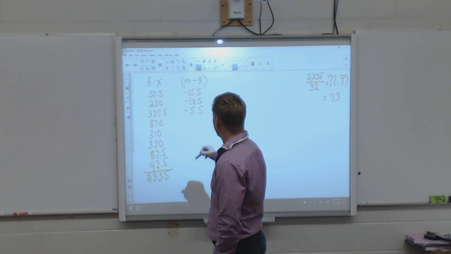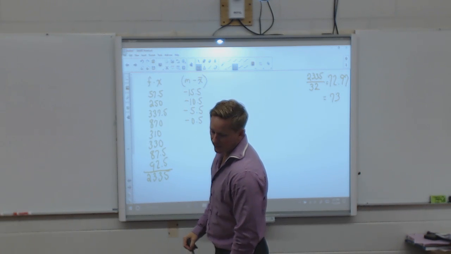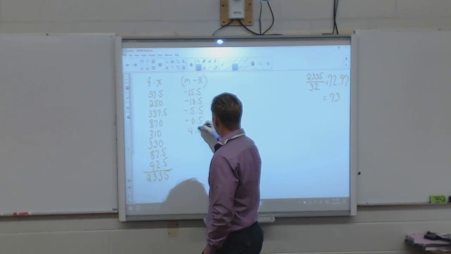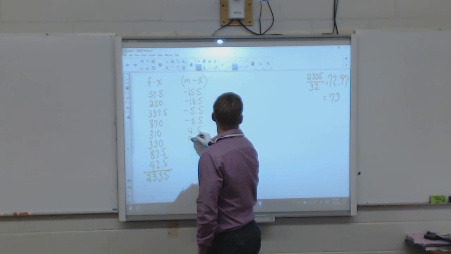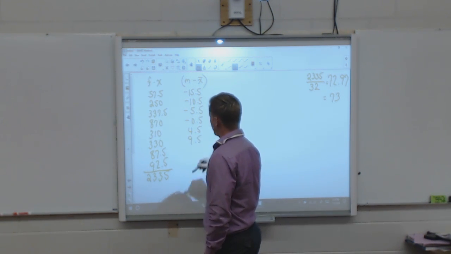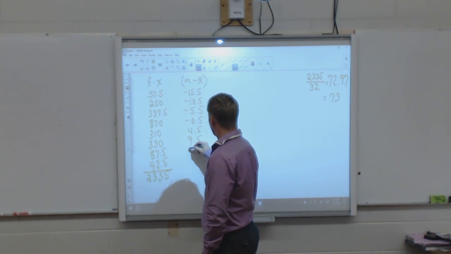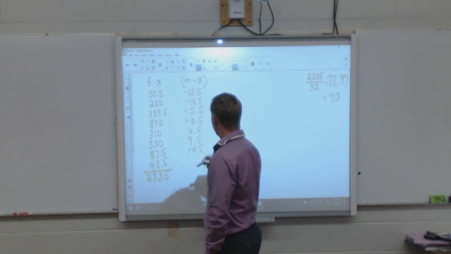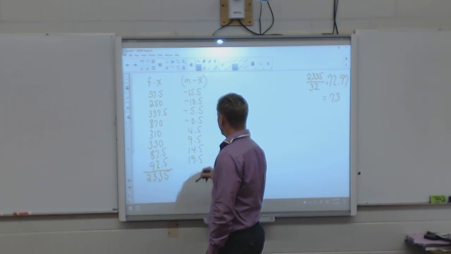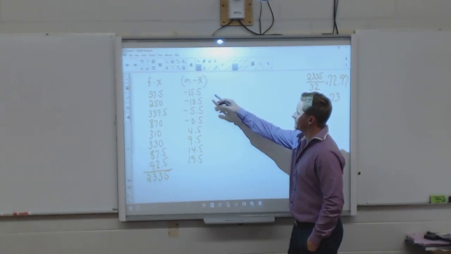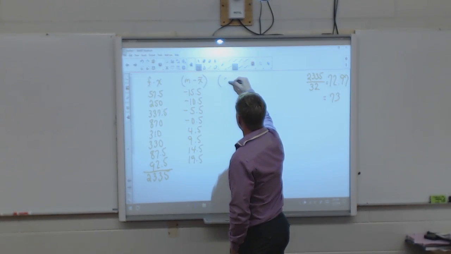72.5. Negative 0.5. 77.5. 4.5. 9.5? Yeah. And then 14.5 and 19.5. Okay. So now what do I do with this column here? Square them. That's right.